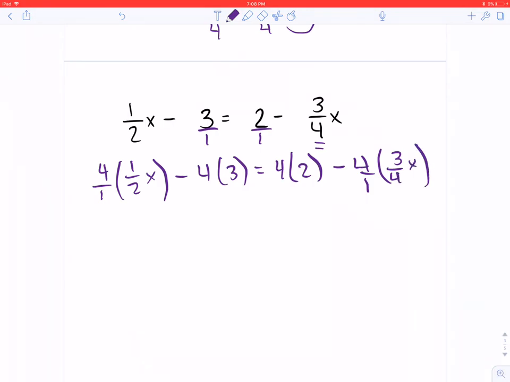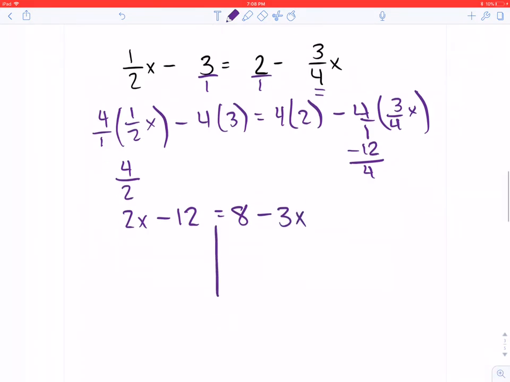All right, let's multiply straight across. That's pretty easy. 4 times 1 is 4. 1 times 2 is 2. 4 divided by 2 is 2x. Minus 4 times 3 is 12. Equals 4 times 2 is 8. Negative 4 times 3 is negative 12, over 1 times 4 is 4. Negative 12 divided by 4, negative 3x.